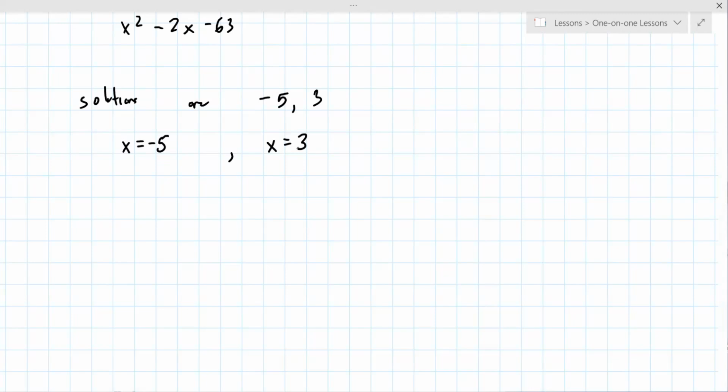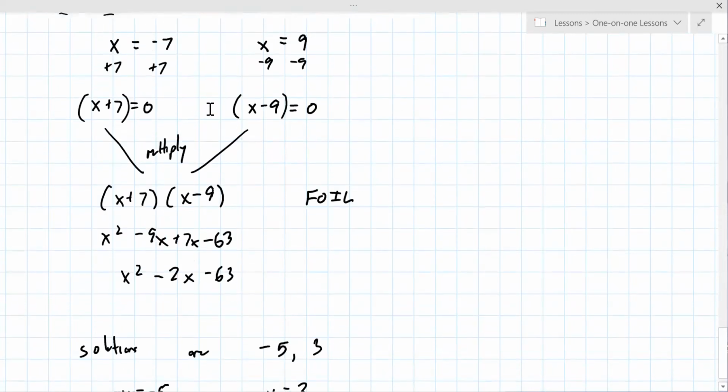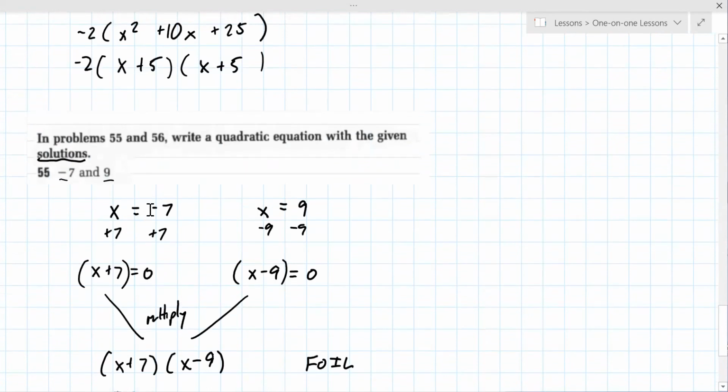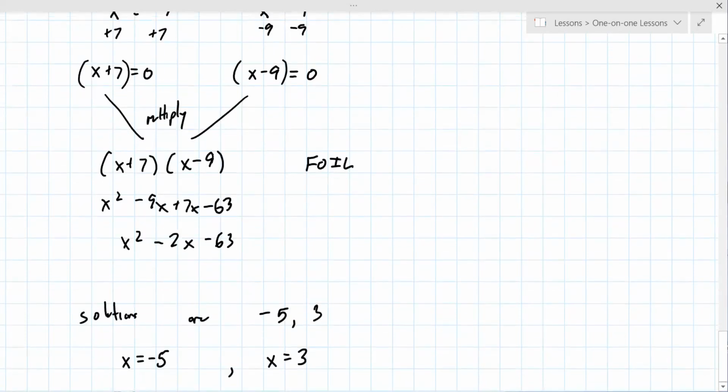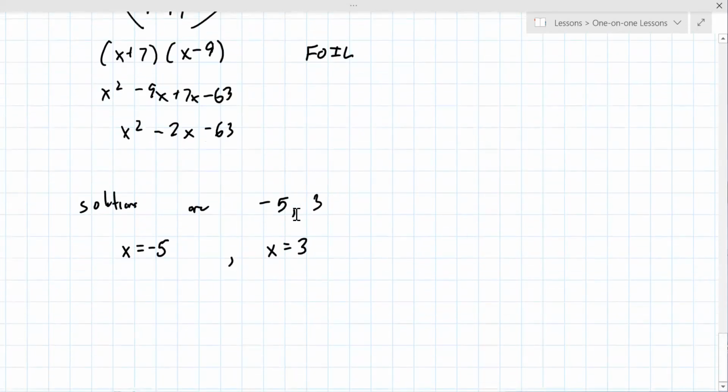Could you just show me how to start? Yes. So notice in the previous problem, you write x equals -7 and x equals 9. Those are the two solutions here. So here, I tell you the solutions are -5 and 3. So I say write them, right? x equals -5, x equals 3.